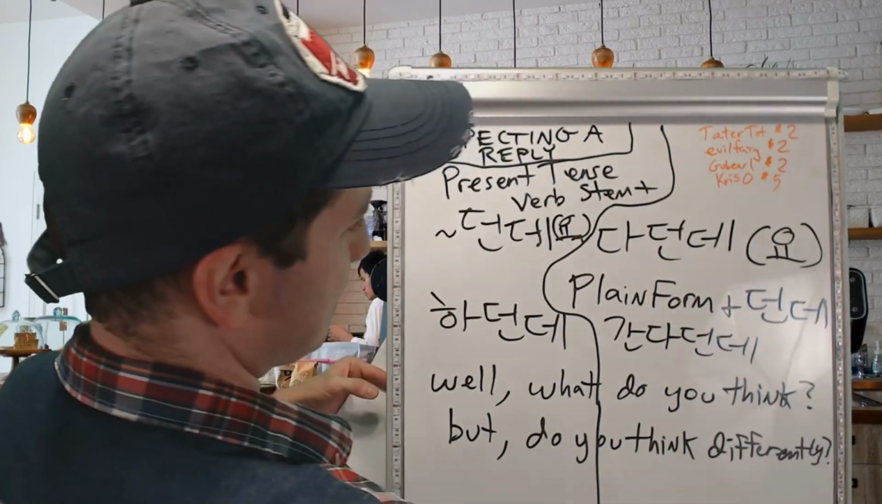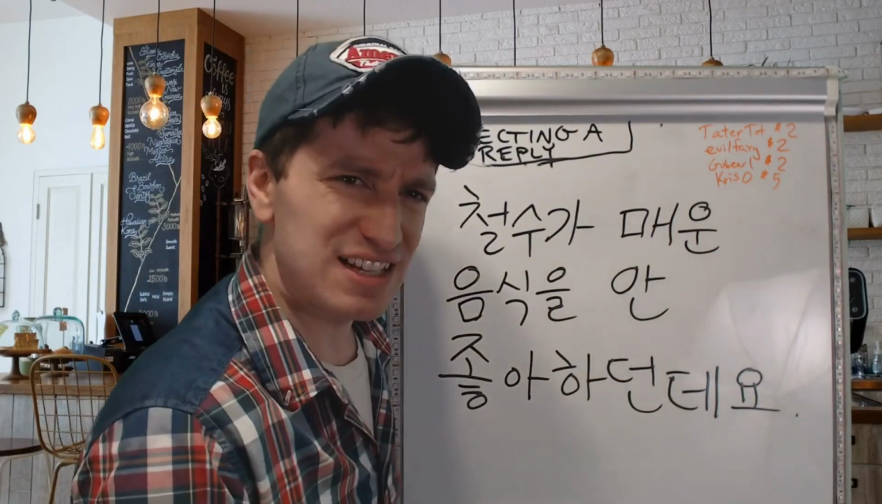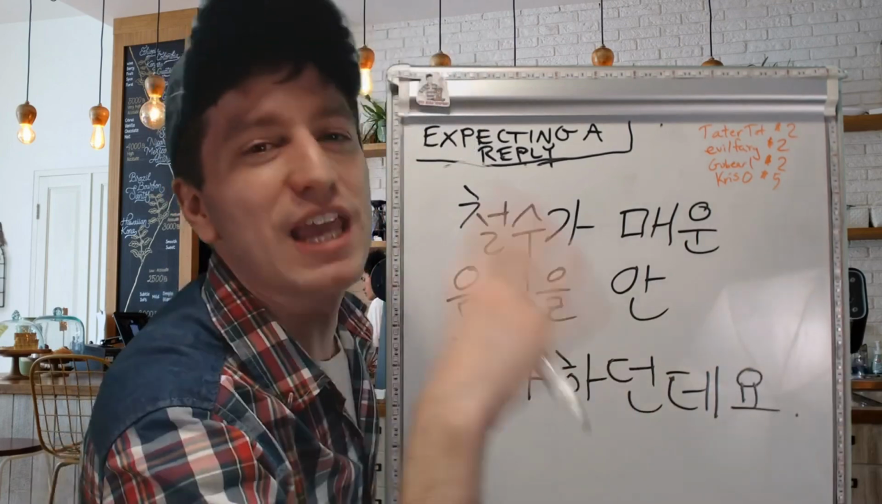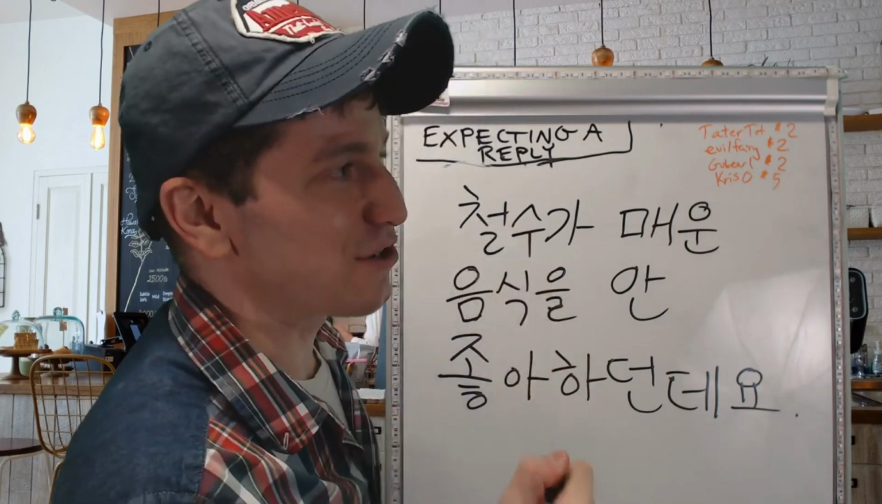Let's take a look at some examples of it. 철수가 매운 음식을 안 좋아하던데요? 철수 doesn't like spicy food. You're kind of like expecting them to reply. Like maybe they're going to say, well, who cares? Or maybe they're going to say, really? I didn't hear it. Or, oh, well, maybe we should eat something else or anything.